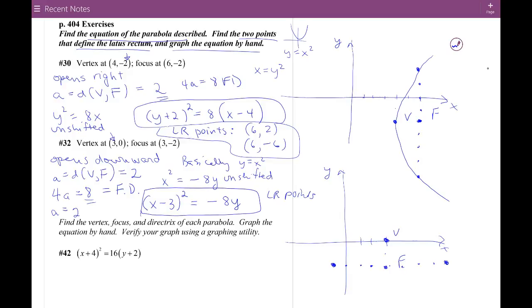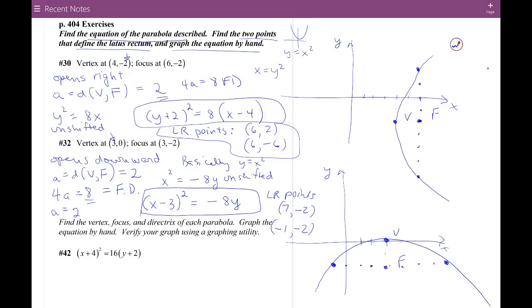So I read them off my graph. (7, -2) and then (-1, -2). And again, take a moment and check and make sure that if you plug 7 in for x and -2 in for y, it makes the equation true. Try plugging in -1 for x and -2 for y, makes the equation true. So I'm confident that those are the latus rectum points, and here's the graph of my parabola.